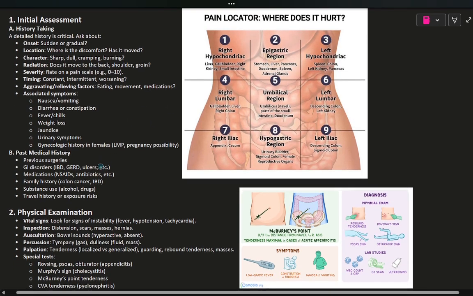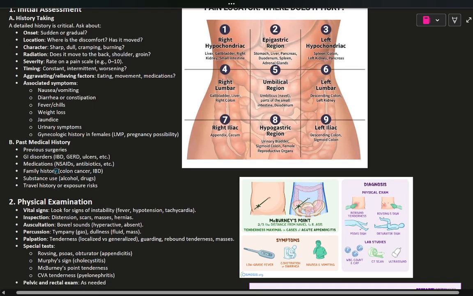And then, when inquiring about past medical history, ask about previous surgeries, especially in the abdominal area. Ask about any gastrointestinal disorders they currently have, like inflammatory bowel disease, gastroesophageal reflux disease, ulcers. Whether they use medications like non-steroidal anti-inflammatory drugs, antibiotics. Whether there's a family history of colon cancer, inflammatory bowel disease. Whether they use substances like alcohol or drugs, or smoking tobacco.